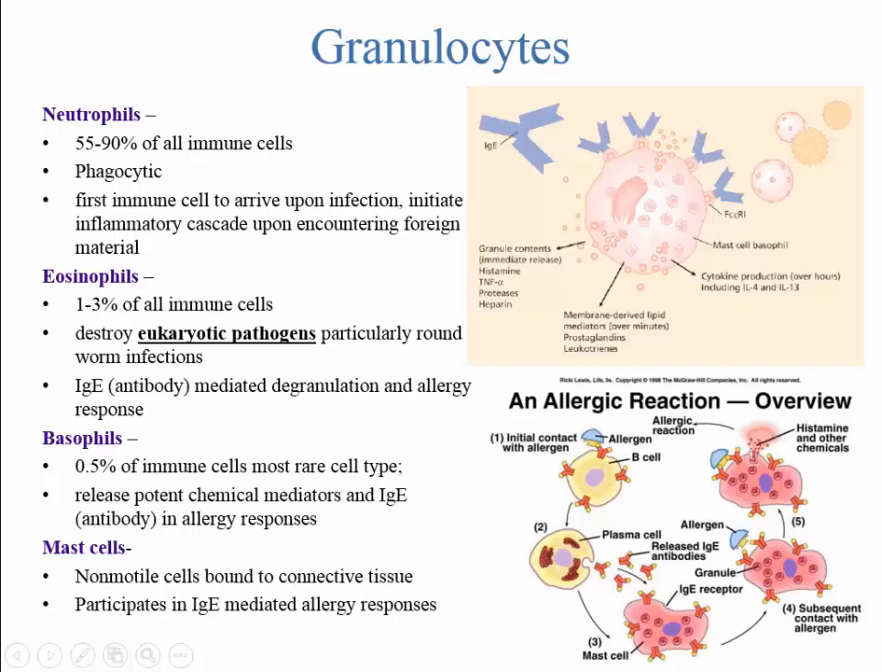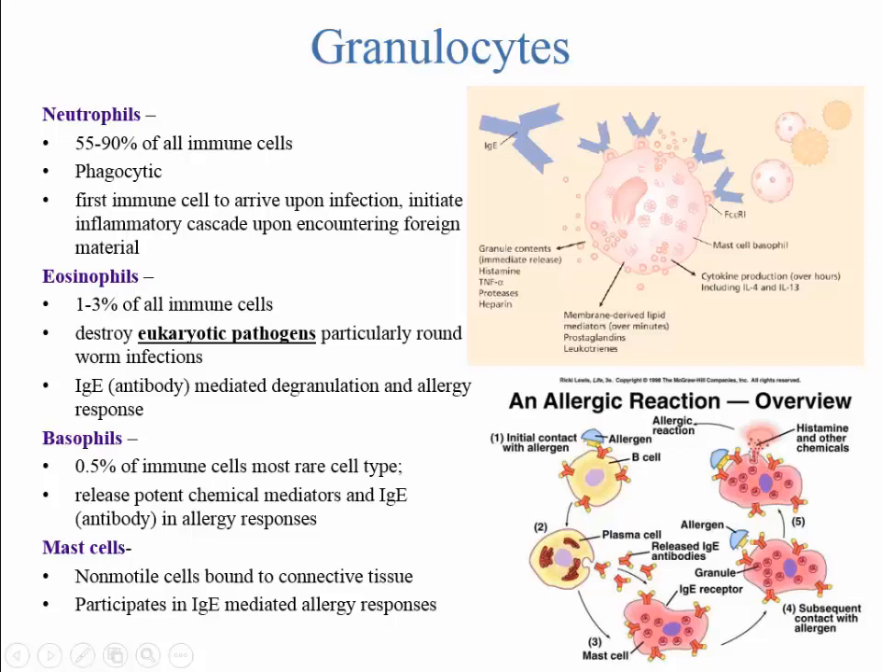Granulocytes, such as neutrophils, are the most predominant immune cell within our body. These cells are highly phagocytic. They are indeed the first line of immune defense, and they initiate the inflammatory cascade, letting us know that we have encountered foreign material. I correlate neutrophils to things such as pawns in a chessboard.